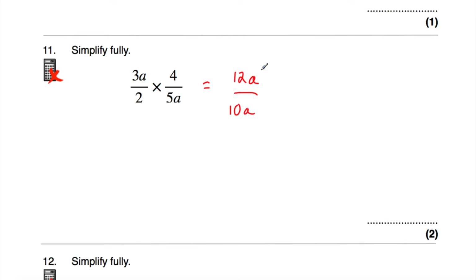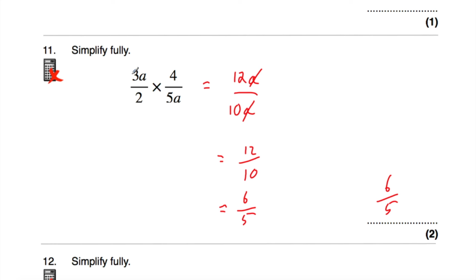If we divide the numerator and the denominator by a, that's equal to 12 over 10. And now we can divide both of these by 2, which gives us 6 over 5. So the answer would be 6 fifths, or you could even write it as a mixed number, but I'd probably just leave it as 6 fifths, and that's it.